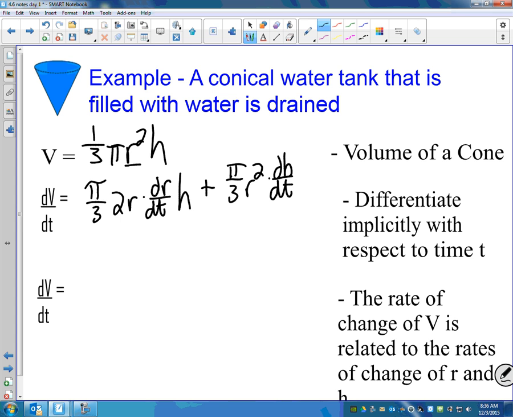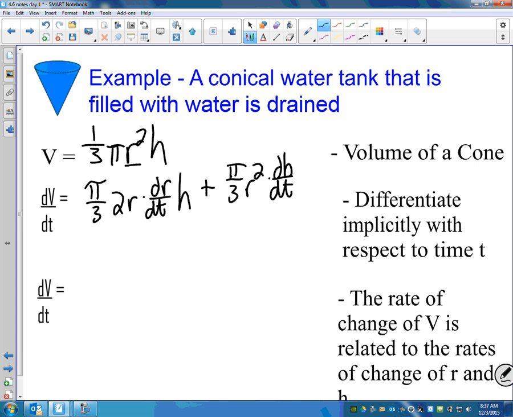Do you agree, as that water is draining out, it's not going to always, in a real problem, this was kind of just to introduce you, they're going to give you information so you can plug stuff in and find what this is. But in this one, could we kind of rearrange this? Could we make it look any better? Can't factor anything out? I can factor out a pi-third.